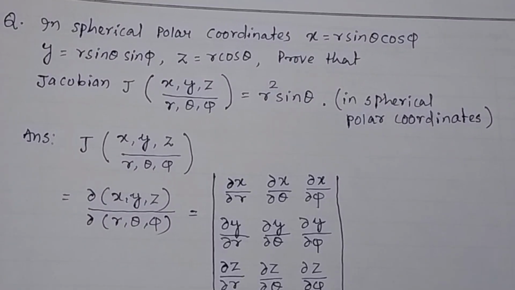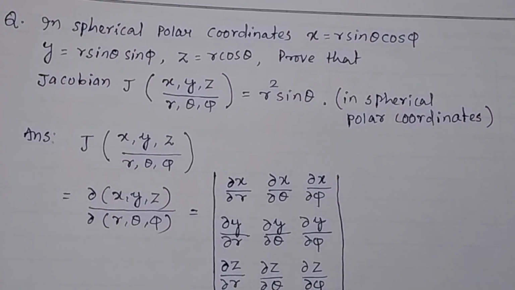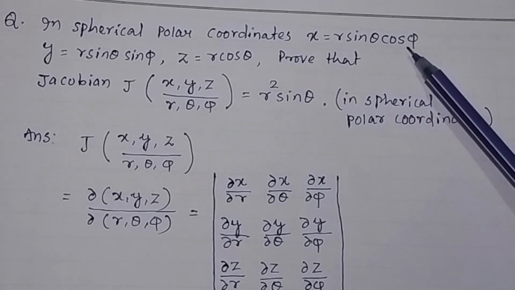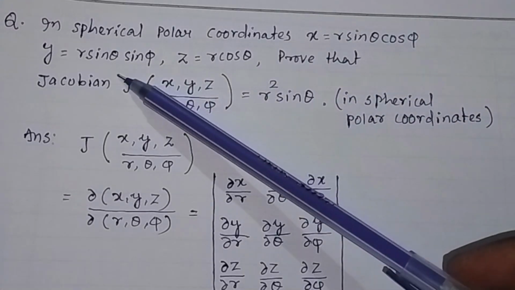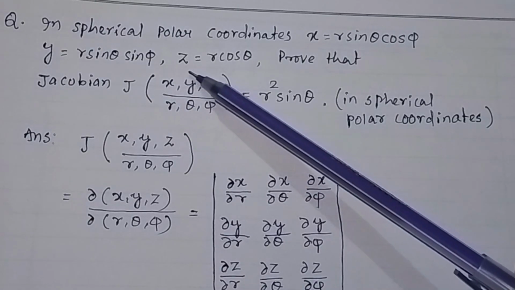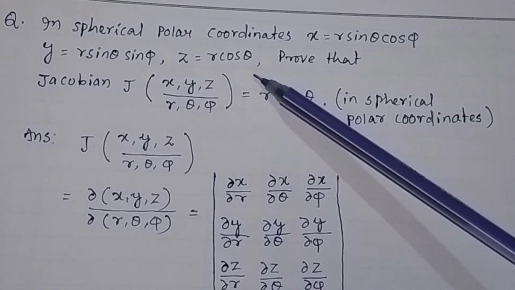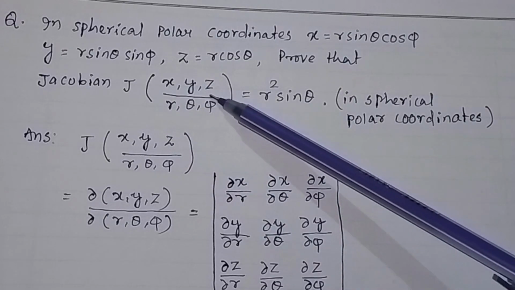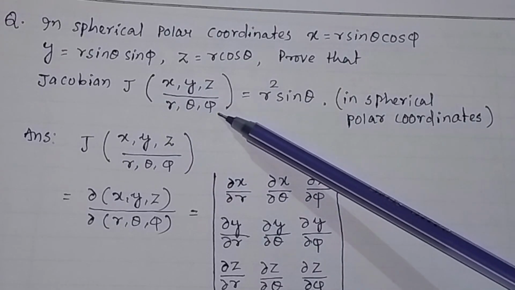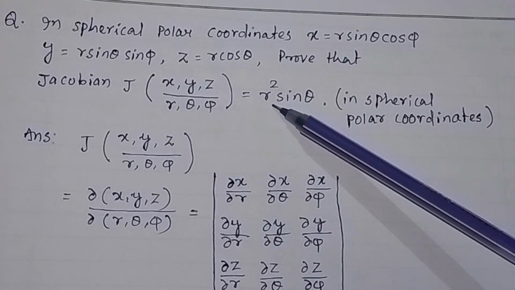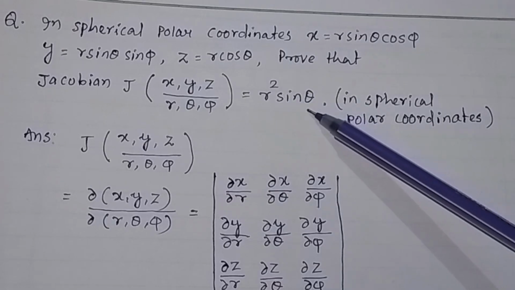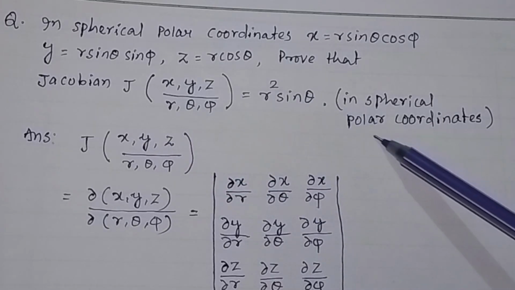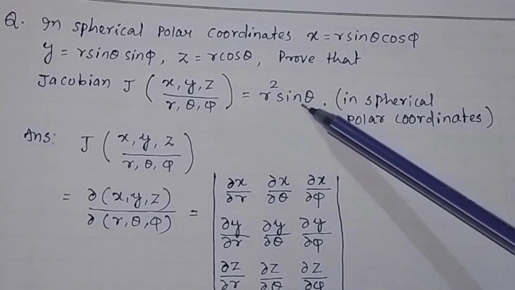In spherical polar coordinates, the Cartesian coordinates are given as x equal to r sin theta cos phi, y equal to r sin theta sin phi, z equal to r cos theta, and we have to prove that the Jacobian of x, y, z with respect to r, theta, phi is equal to r square sin theta. That means we have to prove that the Jacobian in spherical polar coordinates is equal to r square sin theta.